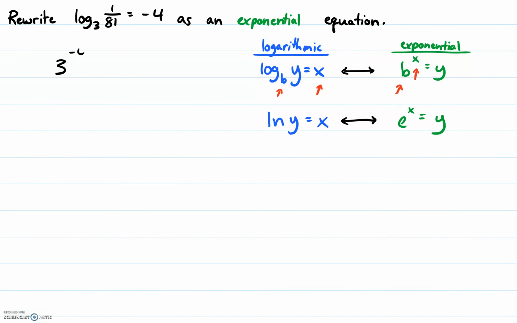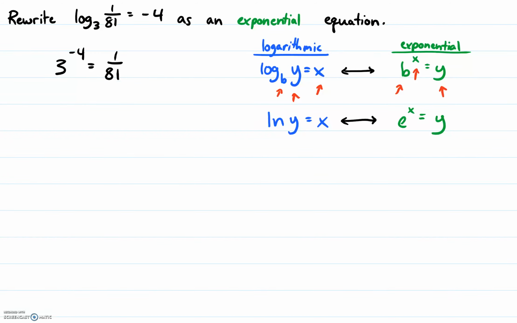So 3 to the negative 4 is equal to, the equal sign comes next. And then the last thing that we have, the y, that's the number inside of the log, the 1 over 81 for our problem, is going to be on the other side of the equal sign for the exponential form. So 1 over 81 over here.